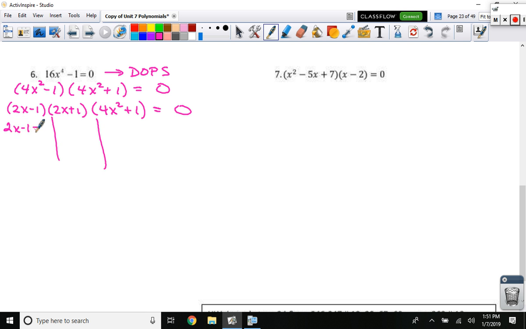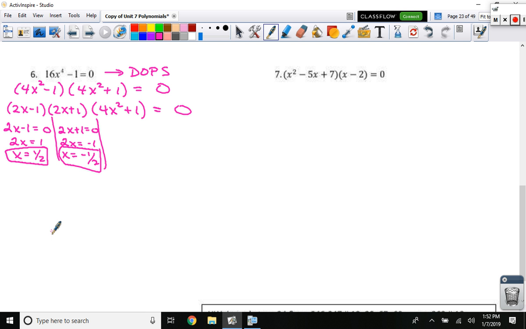So 2x minus 1 equals 0 means x is a half. 2x plus 1 equals 0 means you should be getting -1/2.